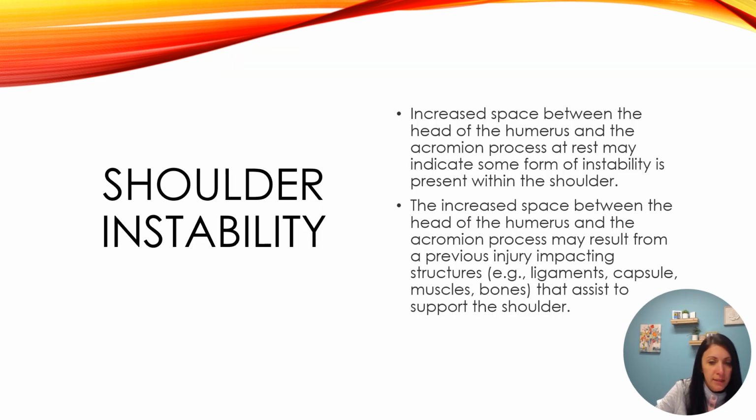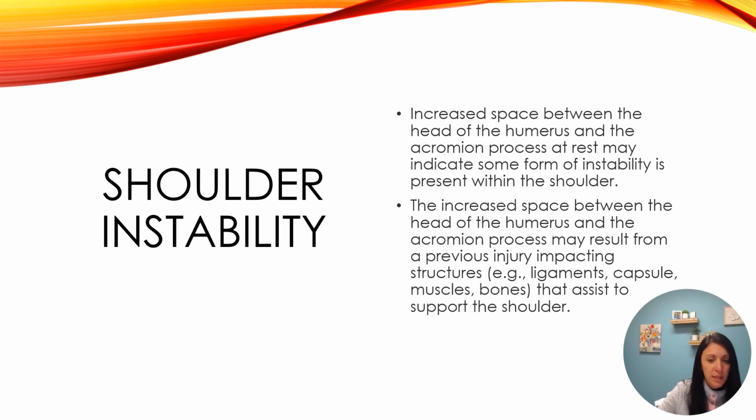So for shoulder instability, this is when there's increased space between the head of the humerus and the acromion process at rest, and it can indicate some form of instability present within the shoulder. This increased space can result from a previous injury, and it will impact structures such as ligaments, capsule, muscles, and bones that assist to support the shoulder.